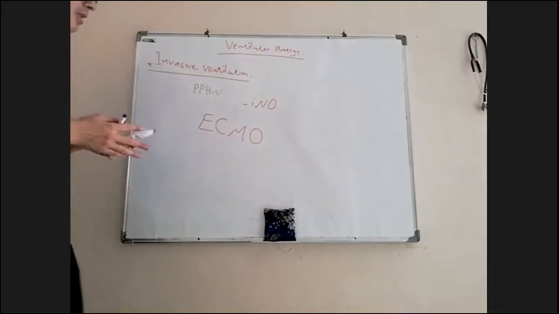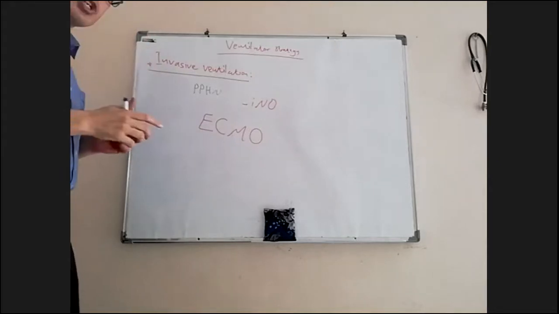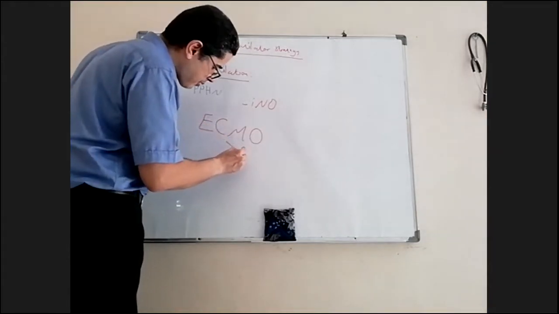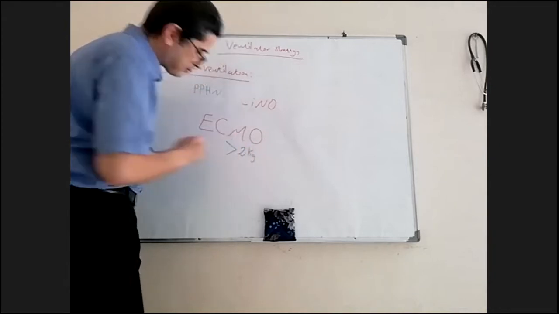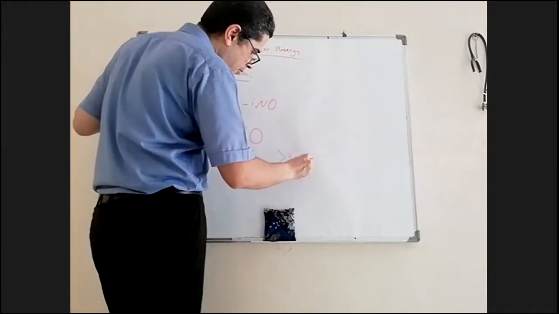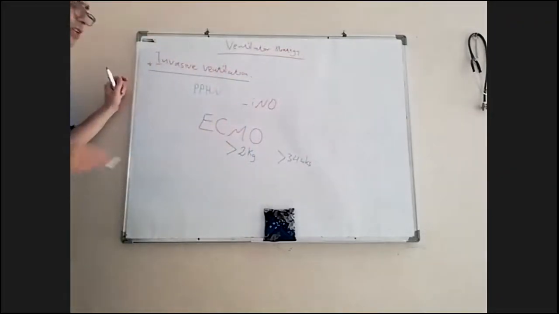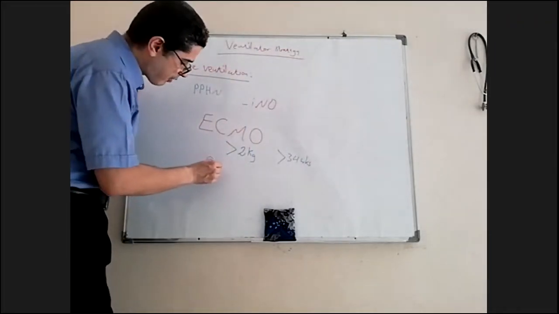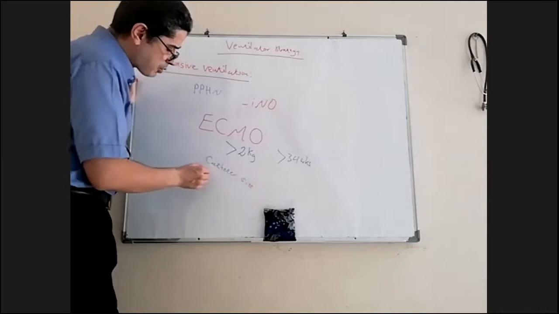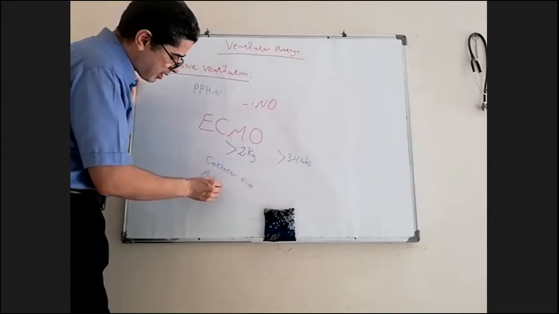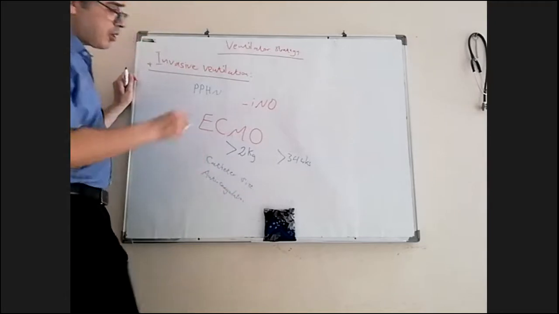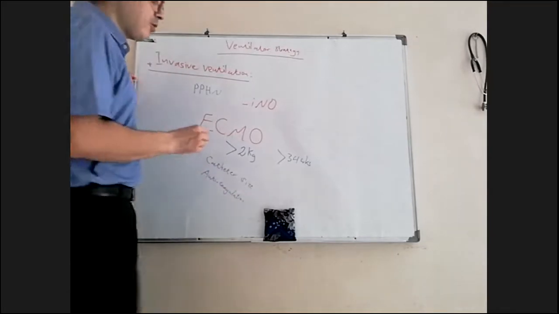But ECMO is not available here; it is available in another center. The problem is you need a baby of more than 2 kilograms and more than 34 weeks. Why do they need this size? Because of the catheter size. They cannot find an appropriate catheter size for a baby less than 2 kilograms, and also because of anticoagulation. So they found a very good outcome with ECMO.